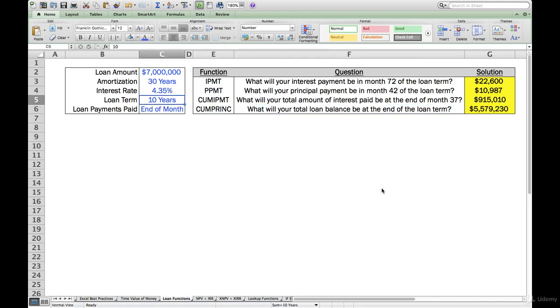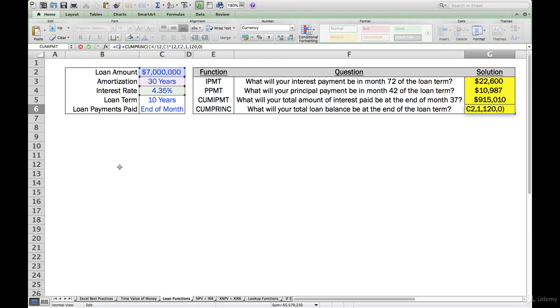So as you can see, in the interest payment and principal payment and cumulative interest payment, we have not incorporated the loan term at all. We haven't used this 10-year mark, but at this point, we will. So let's dig into the formula.